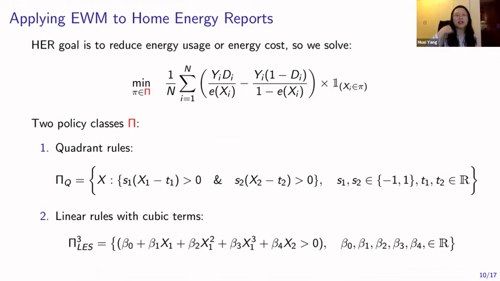You might notice that even though the concept is quite straightforward, this optimization problem is quite challenging to solve since it is non-continuous and non-convex in pi, our treatment assignment. So the conventional methods don't apply here. We use two separate approaches to solve this optimization problem. For quadrant rules, we use grid search. And then for the cubic rules, we transform the original problem into a mixed integer linear programming problem and use the simplex optimizer to find the solution.